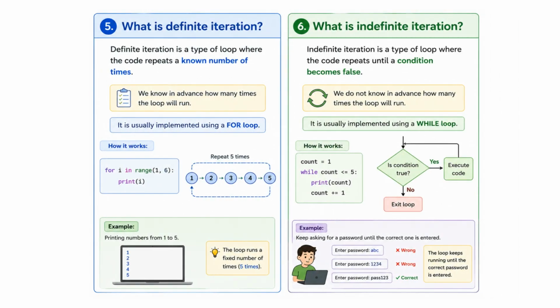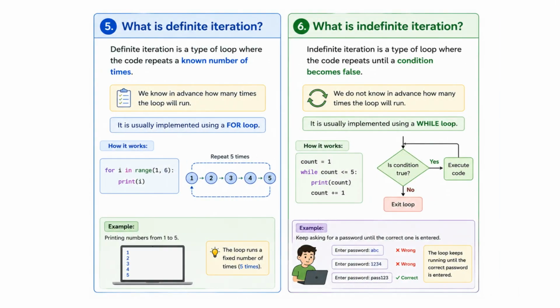The variable count starts at 1. The loop continues while count is less than or equal to 5. Each time the loop runs, it prints the current value and increases count by 1. The condition is checked again after every repetition. When the condition becomes false, the loop ends automatically.